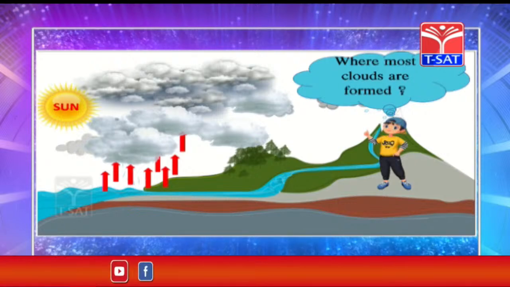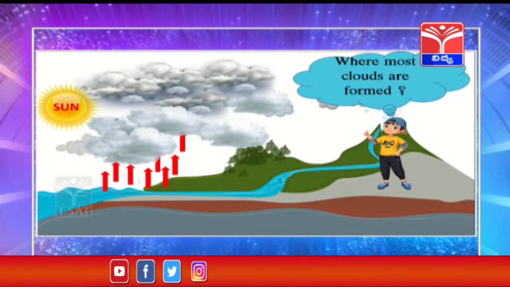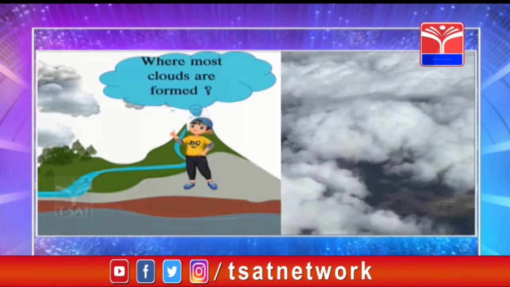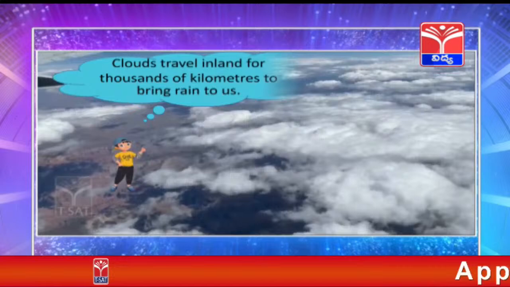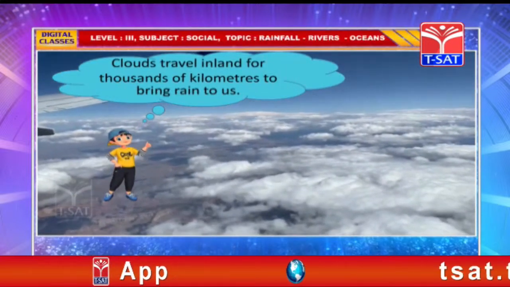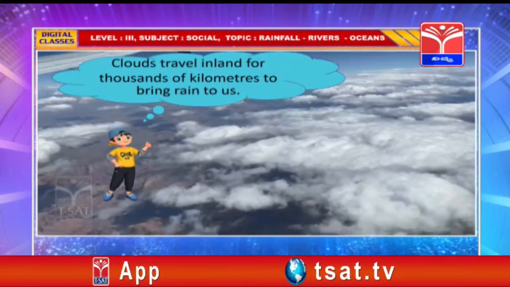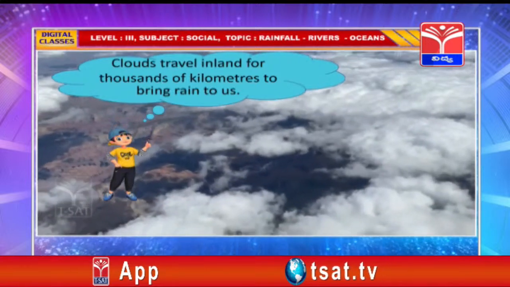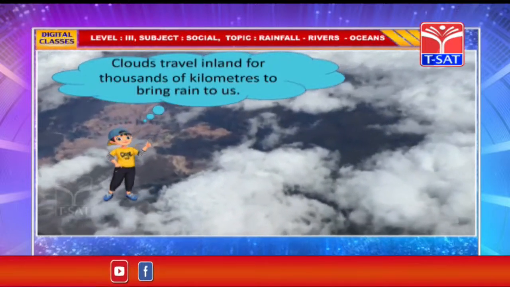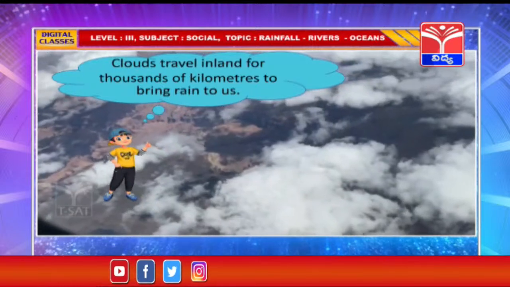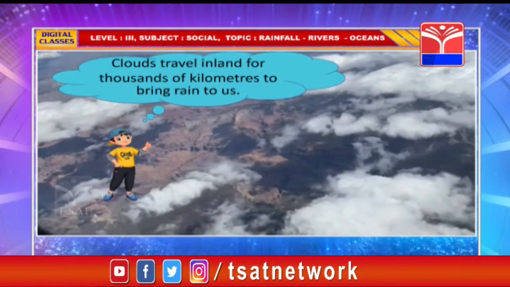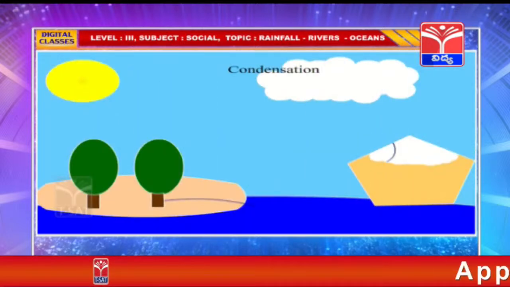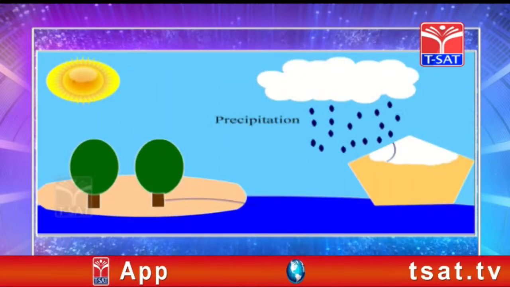As a result, it also rains very heavily on the oceans. And the clouds travel inland for thousands of kilometers to bring rain to us. So children, whenever you receive the rain, you don't think that the clouds are formed above you. It has traveled thousands of kilometers, it has come from some other place and it has started raining in your place. Now let us learn about the next stage, that is condensation.